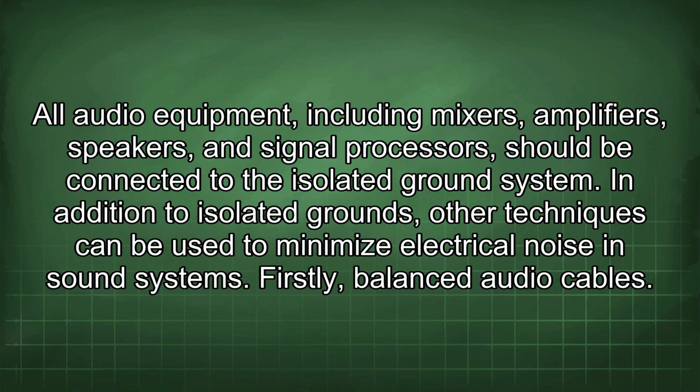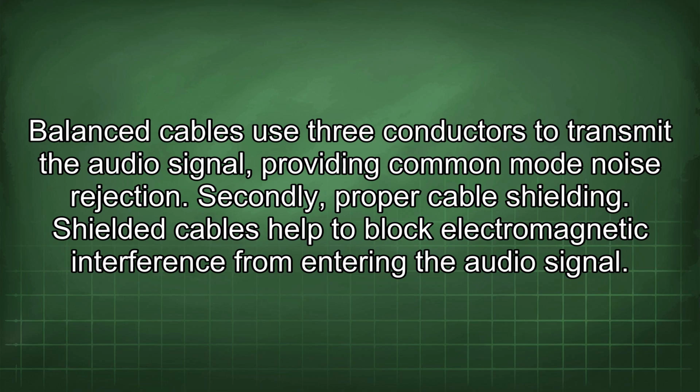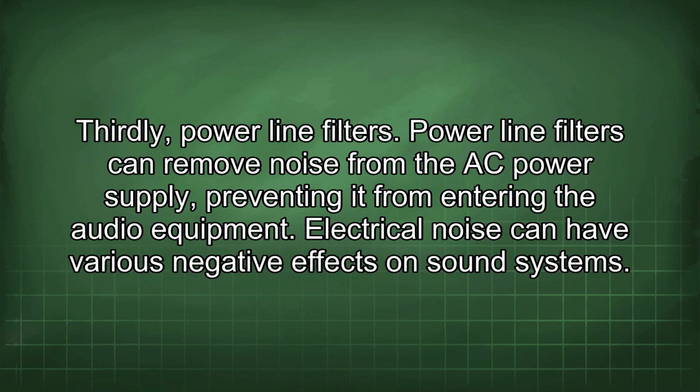In addition to isolated grounds, other techniques can be used to minimize electrical noise in sound systems. Firstly, balanced audio cables. Balanced cables use 3 conductors to transmit the audio signal, providing common mode noise rejection. Secondly, proper cable shielding. Shielded cables help to block electromagnetic interference from entering the audio signal. Thirdly, power line filters. Power line filters can remove noise from the AC power supply, preventing it from entering the audio equipment.